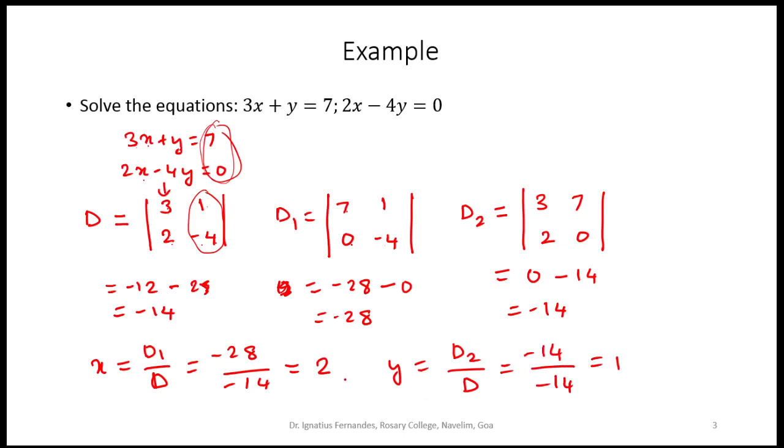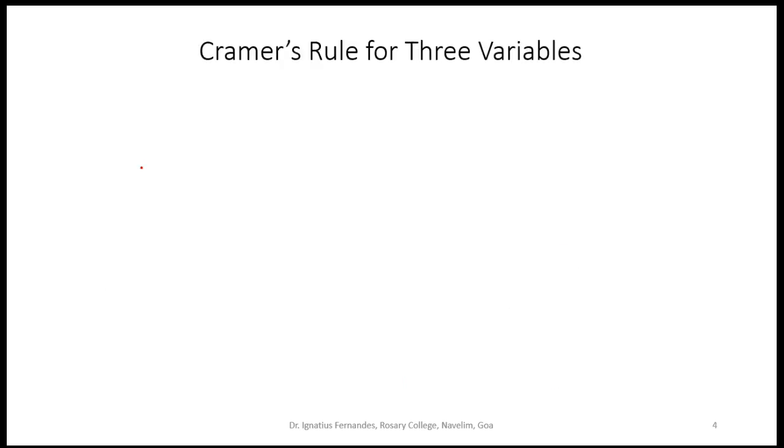Okay, so x is equal to 2 and y is equal to 1 is the solution to this set of equations. You can very well put this x equal to 2 and y equal to 1 in these two equations and verify that both the equations are satisfied. So for a 2 variable case, it's a very simple procedure. Let us go to a 3 variable case.